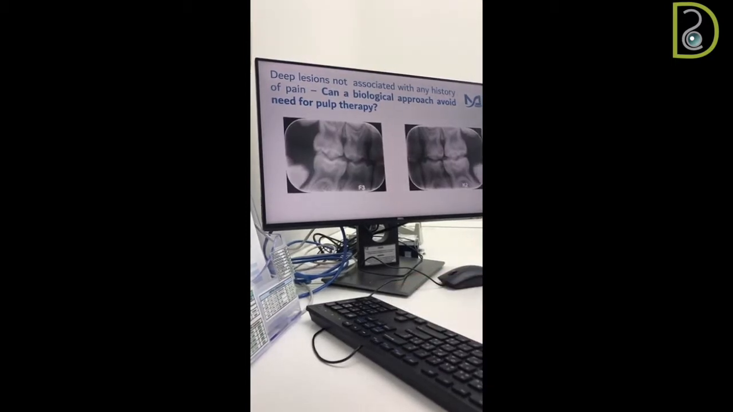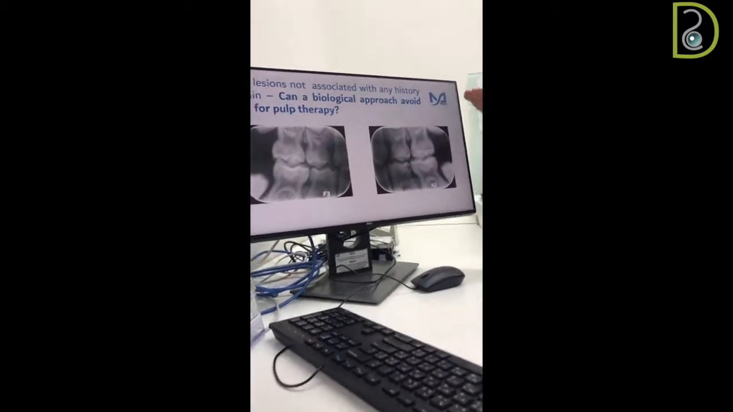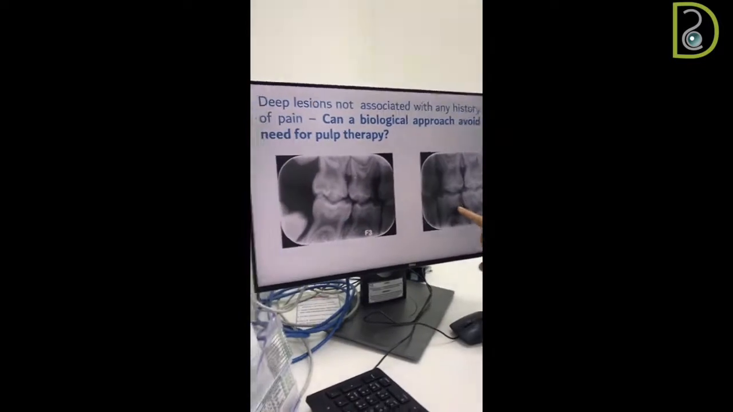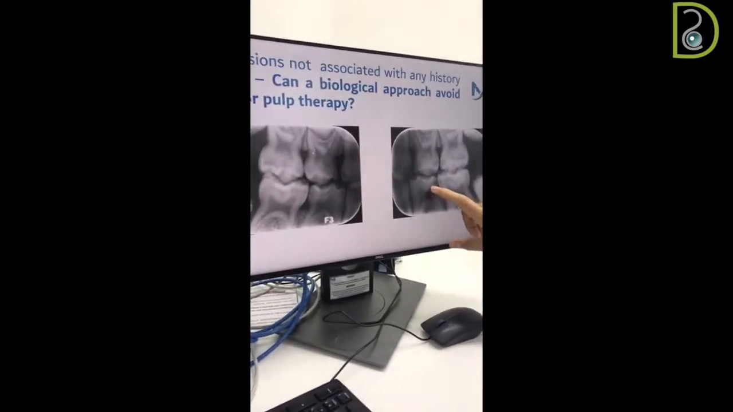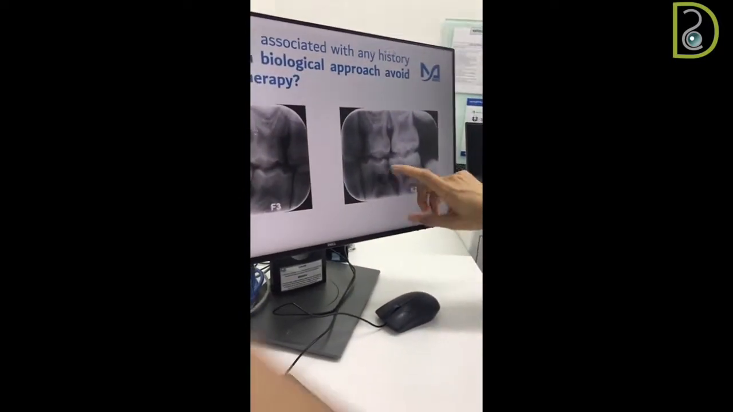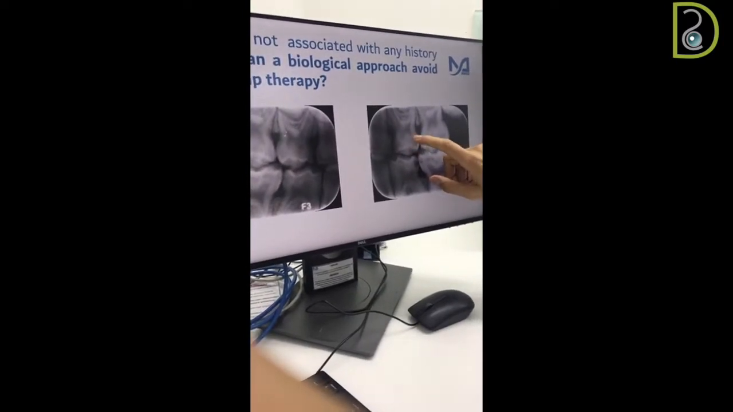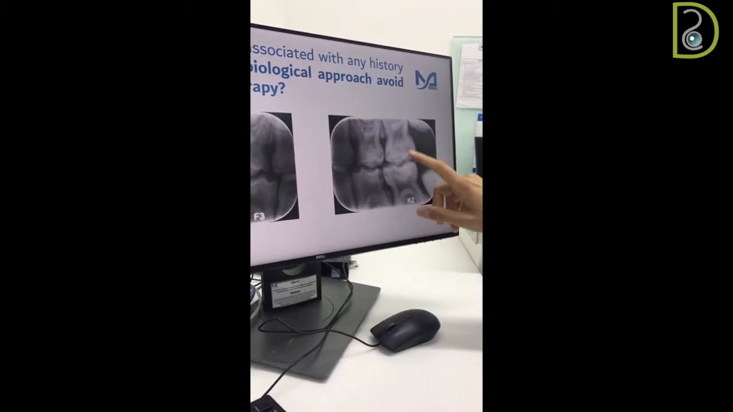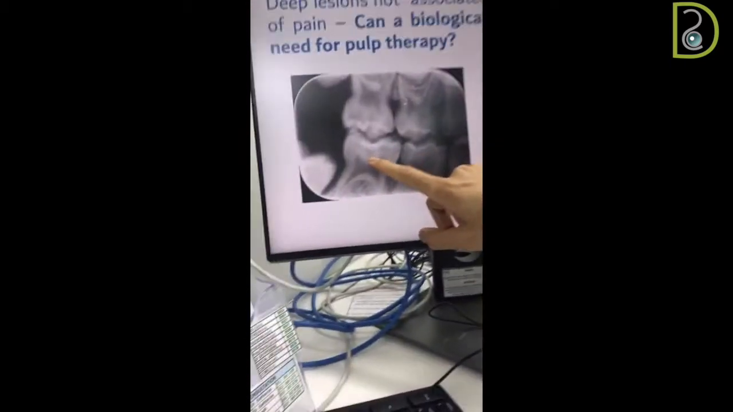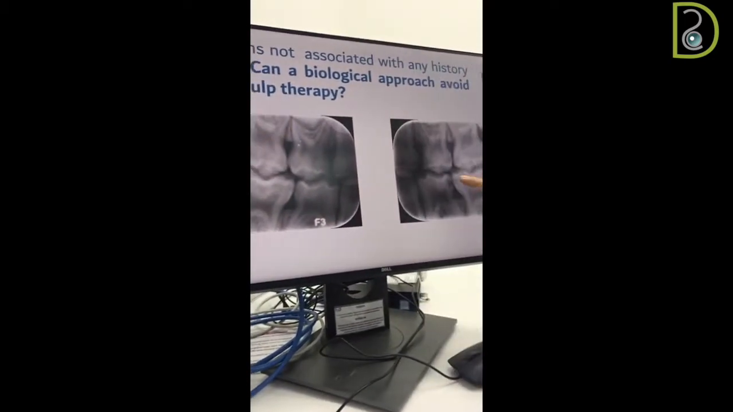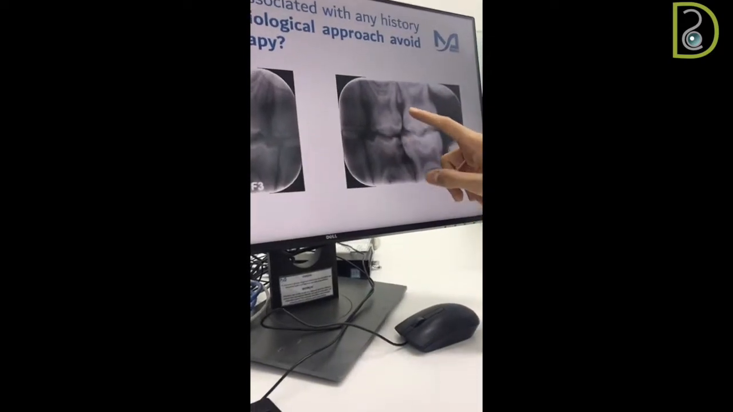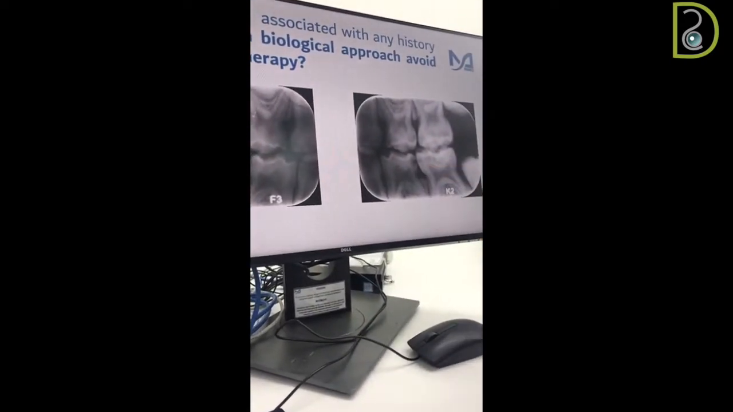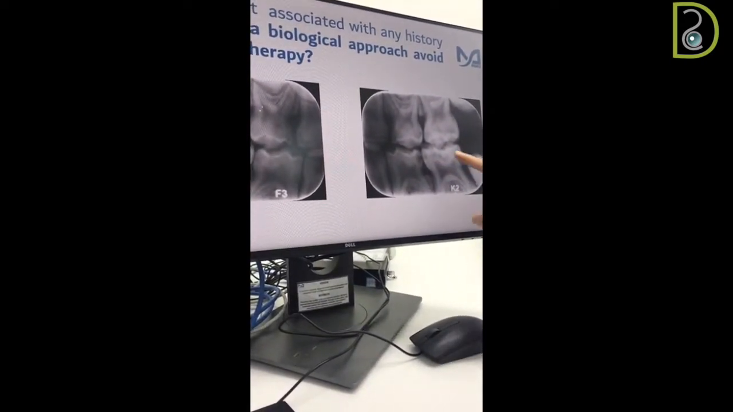So you can see here, deep lesions, they are not associated with any pulp. You can see a deep lesion here. Still you can have an intact band of dentine here, and there you have an intact band of dentine here. So all the teeth are affected. All the primary molars are affected by dental cavities to different extents, but none of them has reached the pulp yet.